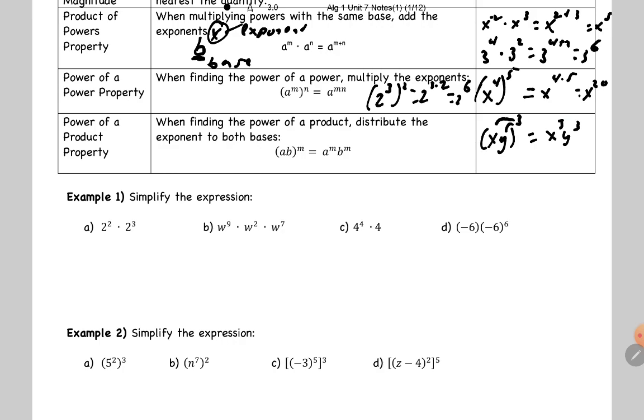No addition, no subtraction. Okay, let's use numbers. 3 times 2, let's do squared. If we had numbers, we would normally just multiply the inside together, and we would get 6 squared equals 36. Or you can do it this way, distribute the squared to both numbers.